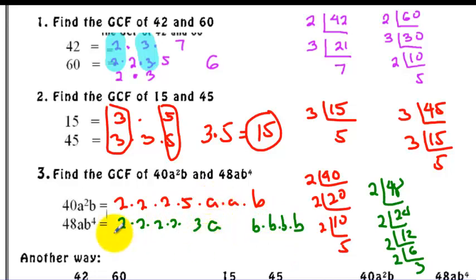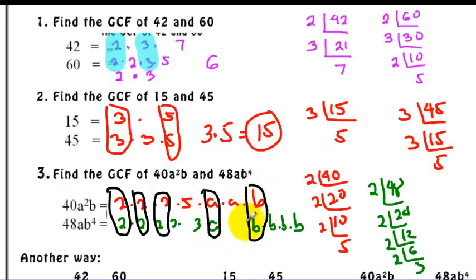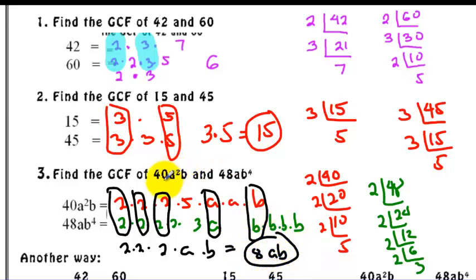The factors that are common to both expressions are 2, 2, another 2, a, and b. If we get the product of all of these factors, we'll get 2 times 2 times 2 times a times b. 2 times 2 times 2 is 8, so 8ab. So 8ab will be the GCF of 40a squared b and 48ab to the fourth.